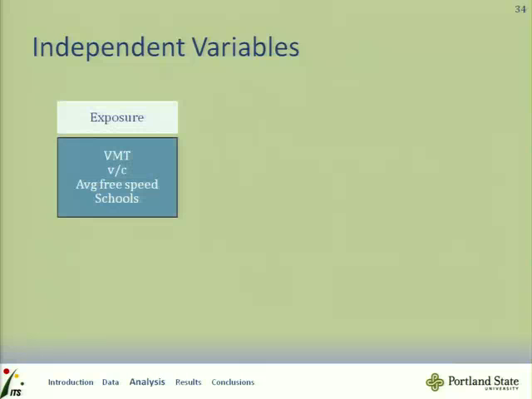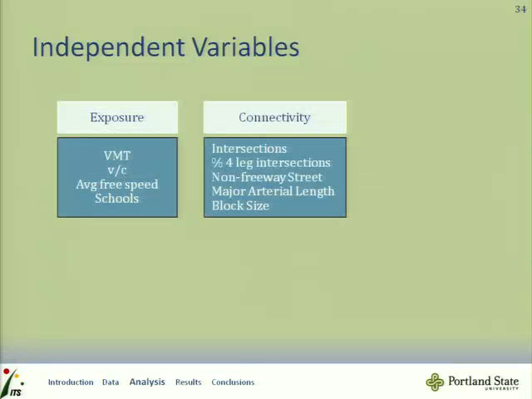So the independent variables that I decided to go forward with for my analysis and study were vehicle miles traveled, volume to capacity ratio, average free speed, and number of schools. That's been included in studies in other papers, and schools can sometimes be an indication of exposure. You tend to have more pedestrians, particularly children, in those areas.